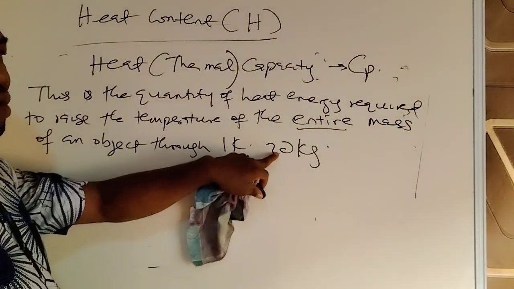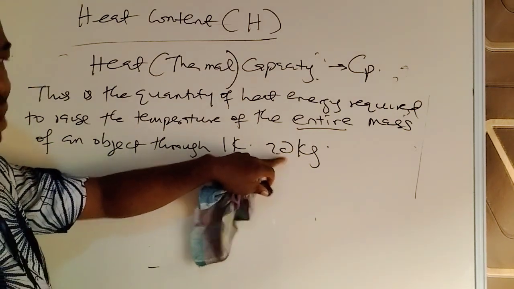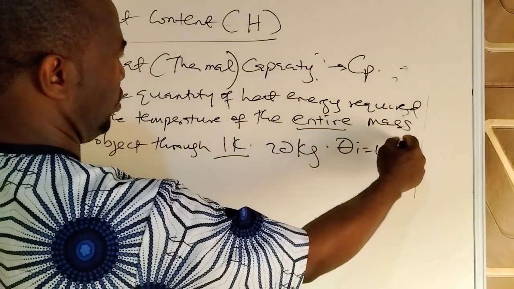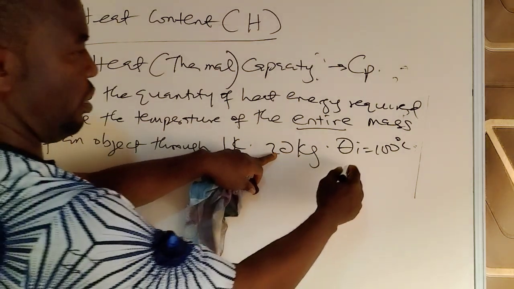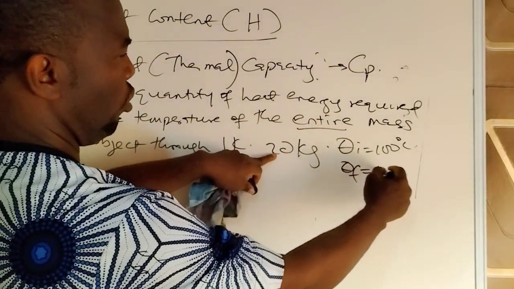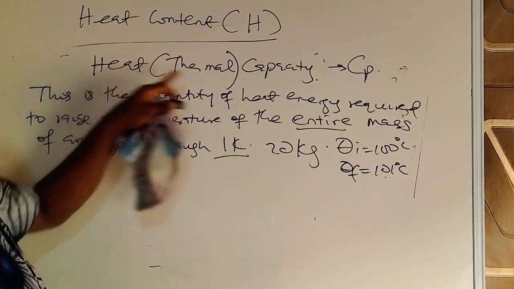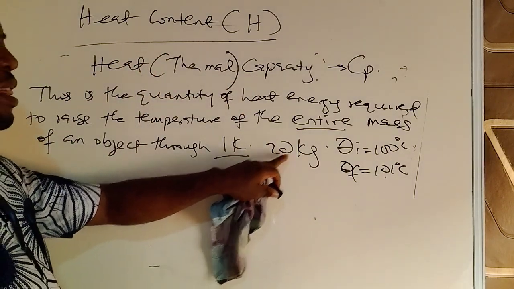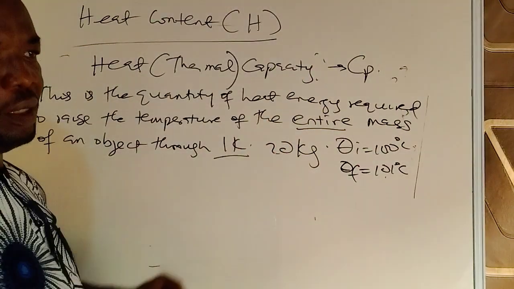So this is more than the unit mass, or even 20 grams. As long as it's not 1, it's more than the unit mass. So if the initial temperature is perhaps 100 degrees Celsius, the amount of heat required to raise the temperature from 100 to 101, a difference of 1, is now called the heat capacity, no longer specific, because the mass you're considering here is the entire mass of the object, a mass greater than 1 unit mass.